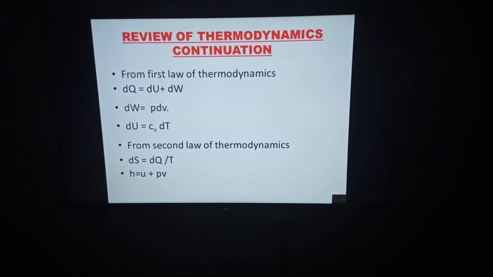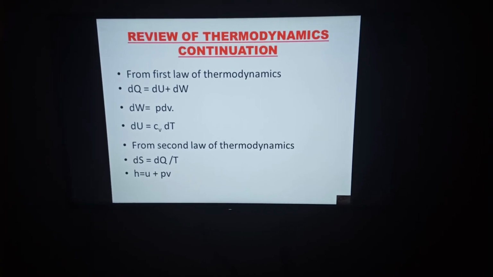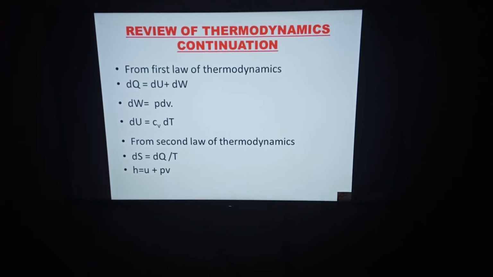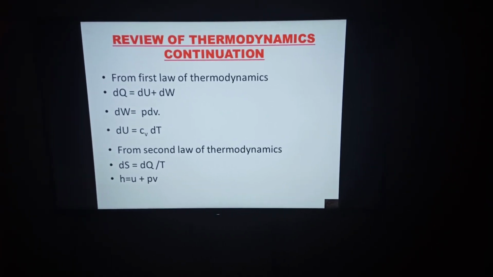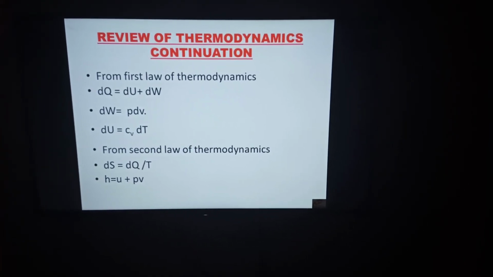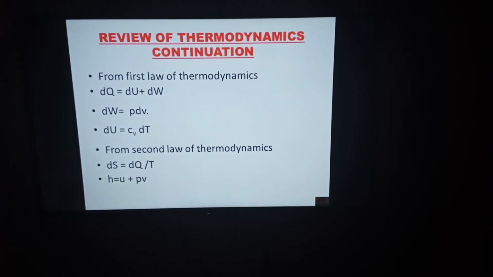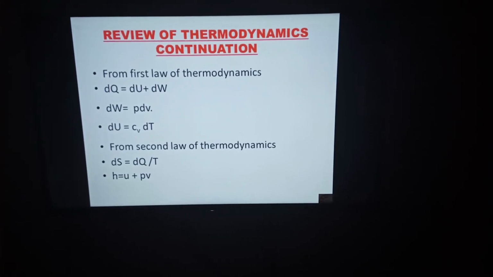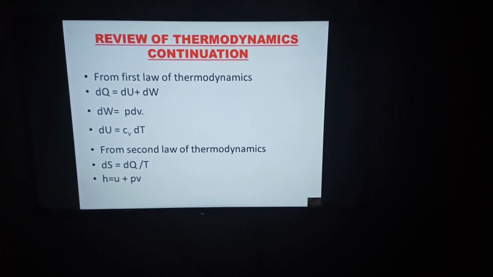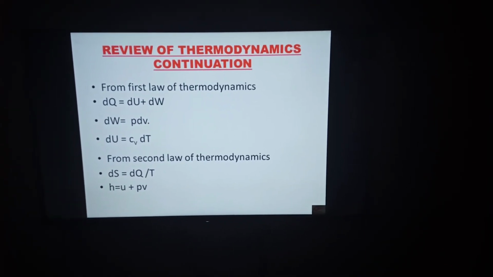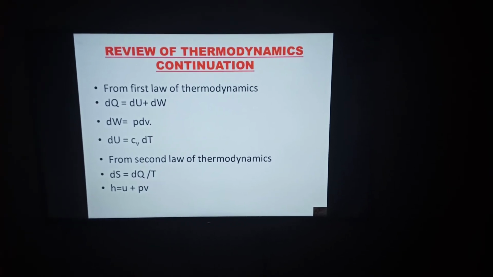Then from the second law of thermodynamics, we define one property called entropy. What is entropy? Entropy is a measure of the degree of disorderliness of a body. In short, entropy is a property which increases with addition of heat and decreases with rejection of heat. So ds is equal to dq divided by T. It is the equation for calculating the entropy.